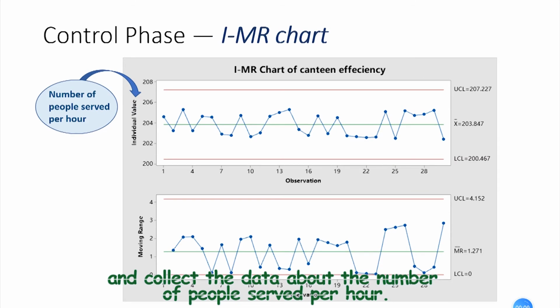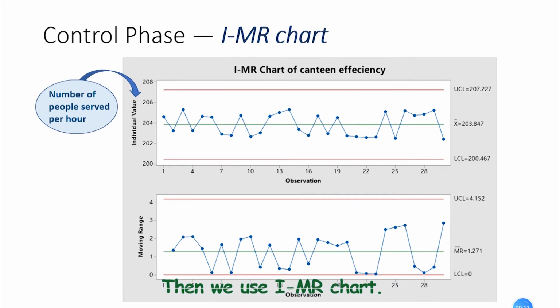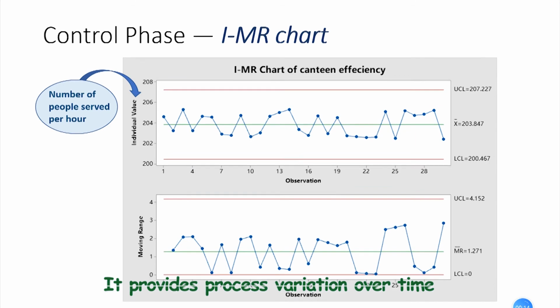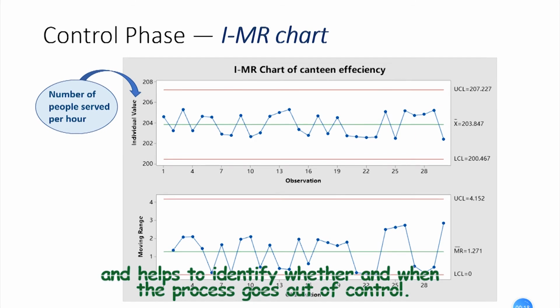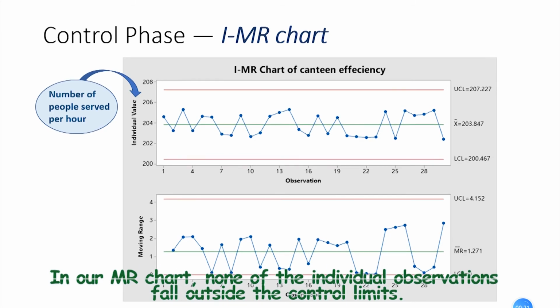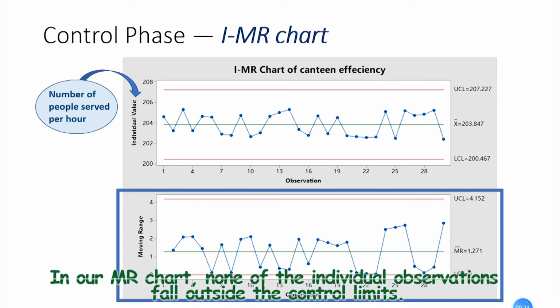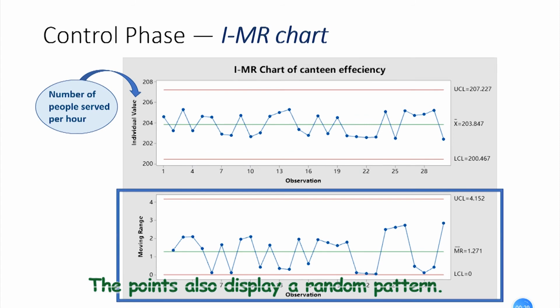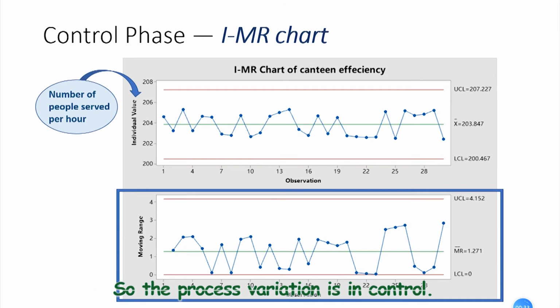In the control phase, we conduct 30 groups of experiments and collect the data about the number of people served per hour. Then we use the IMR chart. It provides process variation over time and helps to identify whether and when the process goes out of control. In our MR chart, none of the individual observations fall outside the control limits. The points also display a random pattern, so the process variation is in control.